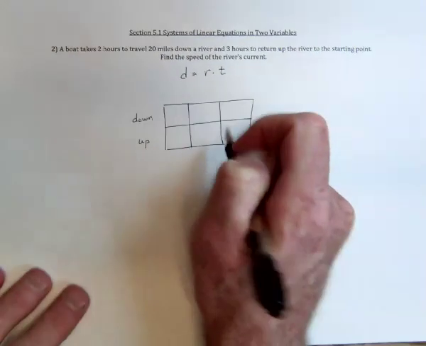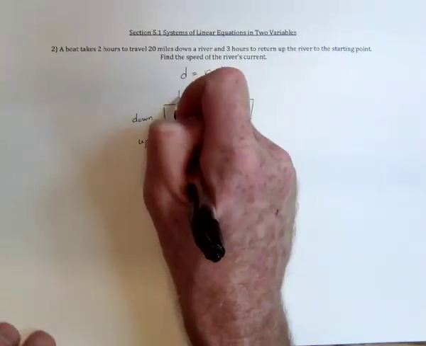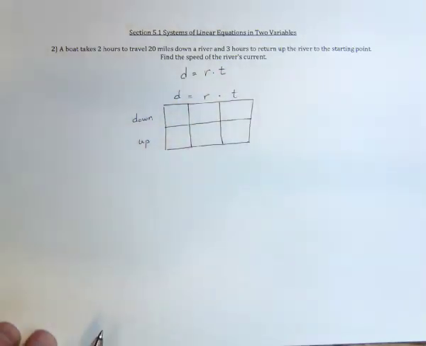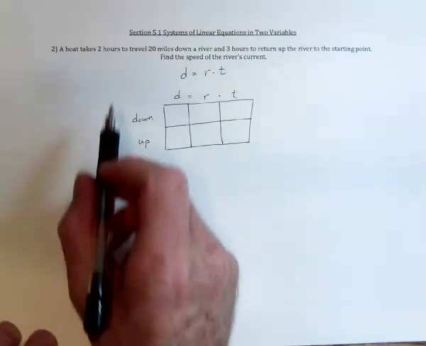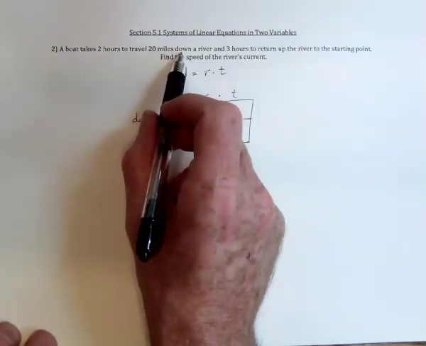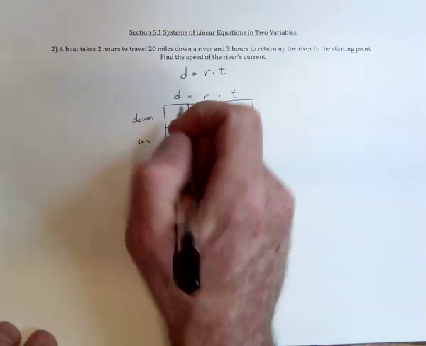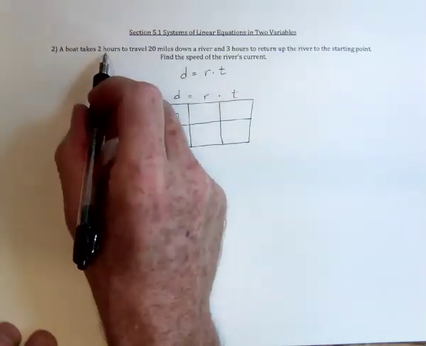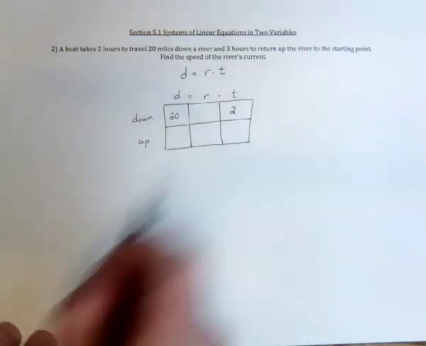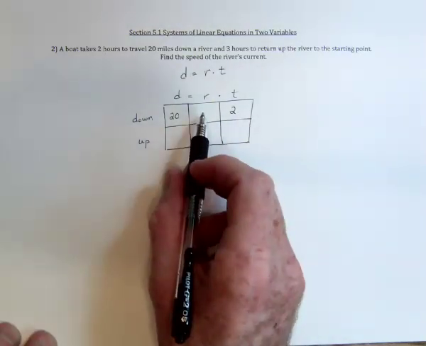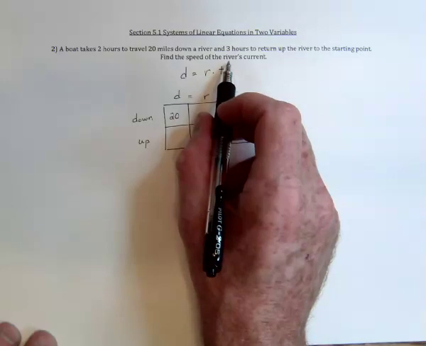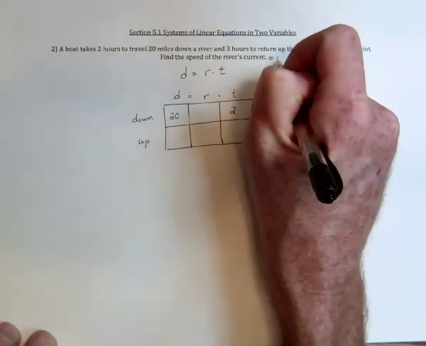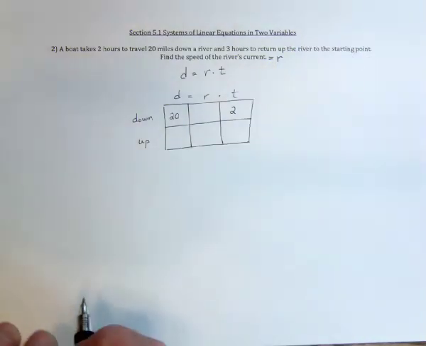And then divide this into pieces so that we have distance equals rate times time. And to begin with, for down the river, it goes 20 miles. So for down, the distance is 20 miles. And the time is 2 hours. Now what about the rate? Well, in the question, it's asking for the rate of the river. So we can call that R for rate, or R for river.